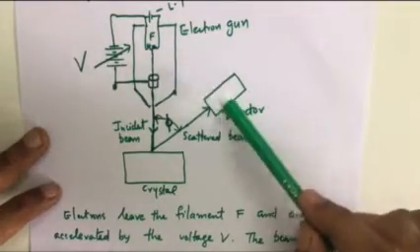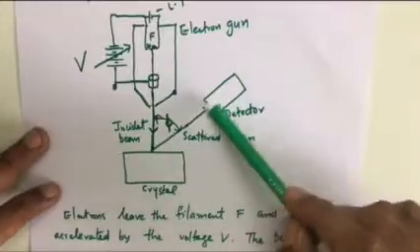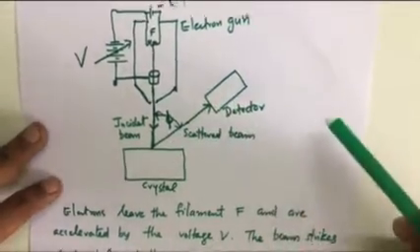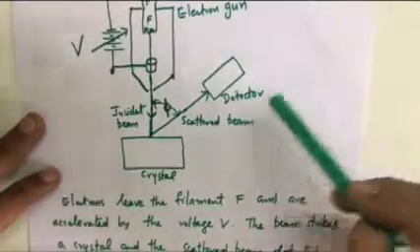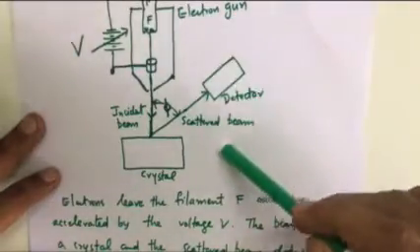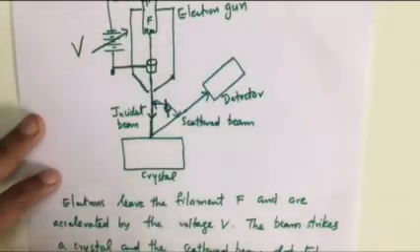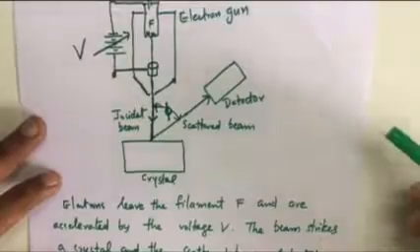So here we have a detector to detect the electrons, or rather the intensity of the electrons. And this detector can be moved in the angle 0 to 90 degree. So the detector can be moved in the range 0 to 90 degree.